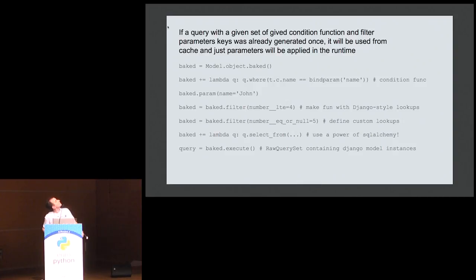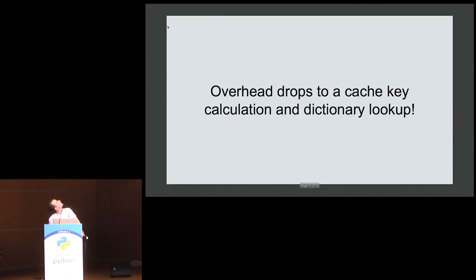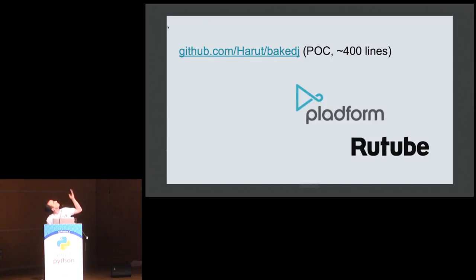If almost the same query happened before, we can just construct a key for the cache and look up into the dictionary, get the raw SQL, and execute it with Django raw query set. And the overhead is minimized drastically. So, here is a proof of concept code. It's not well written, but it works, I hope. And this is the company I work for. So. Thank you very much.